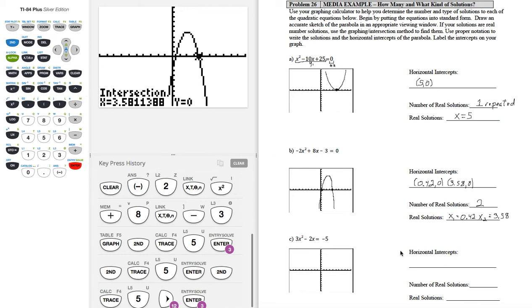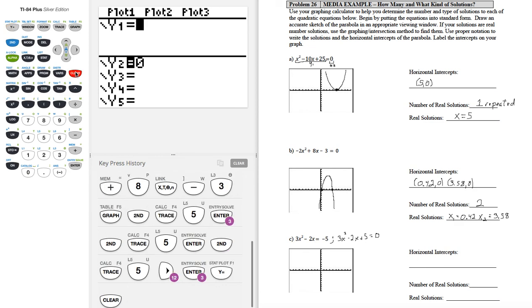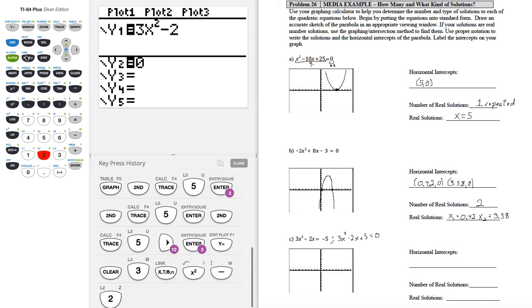First, we're going to need to write it in standard form. The first two equations we had were already in standard form, so we didn't need to worry about that. So to write this equation in standard form, I'm going to add 5 to both sides and set the equation equal to 0. Then I'm going to go to my y equals. I'm going to clear out the first equation. Then I'm going to enter 3x squared minus 2x plus 5, and I'm going to hit graph.